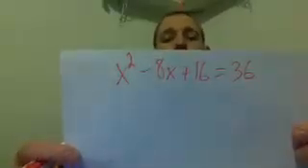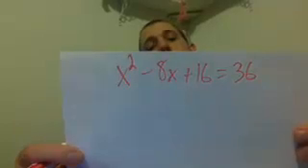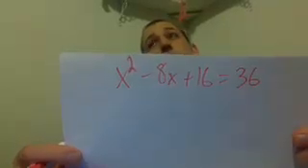Okay, so we're going to try x squared minus 8x plus 16 equals 36. You're going to try doing this one, and again, do not use the quadratic formula on this one, even though, of course, I know that you could. Okay?